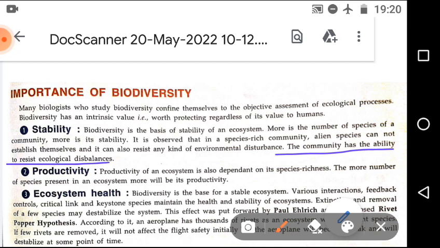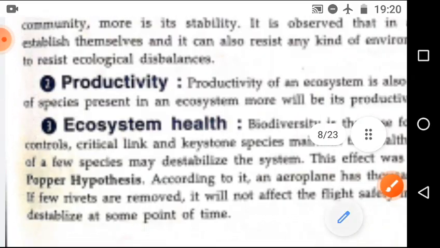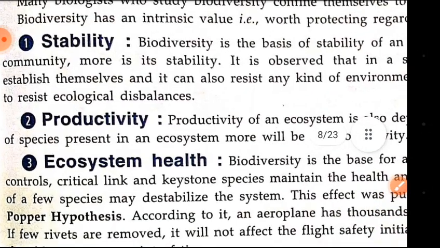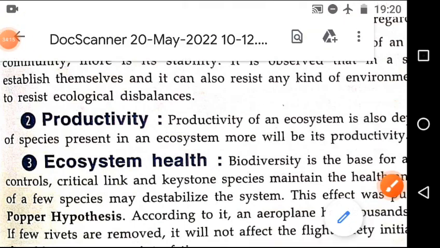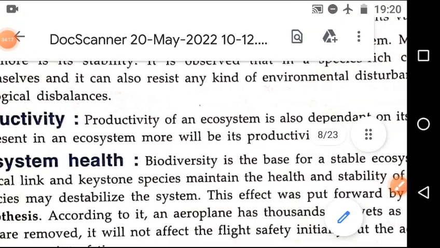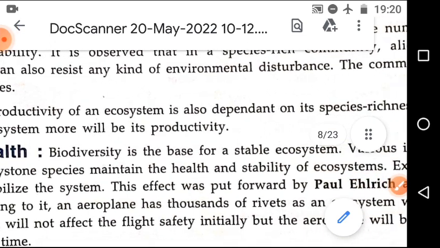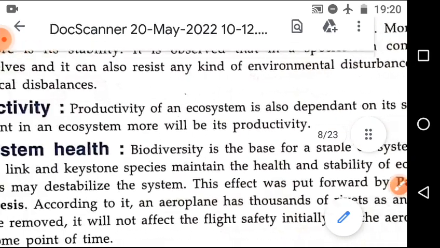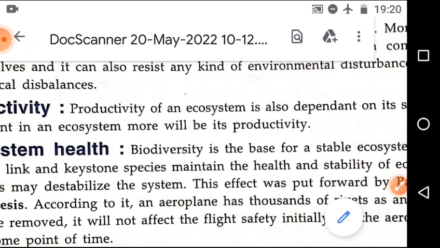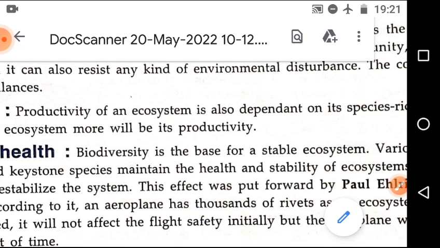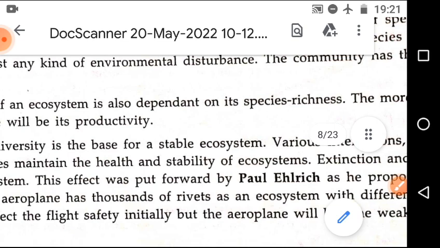The next is your productivity. I am zooming in, saying it line by line, so starting from here. See, productivity of an ecosystem is also dependent on species richness. Now to make more productivity of what? Biomass, food, more productivity comes from species richness only, right? So productivity of an ecosystem is also dependent on species richness.